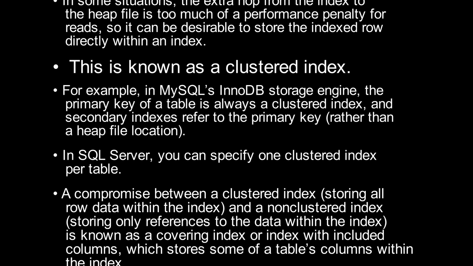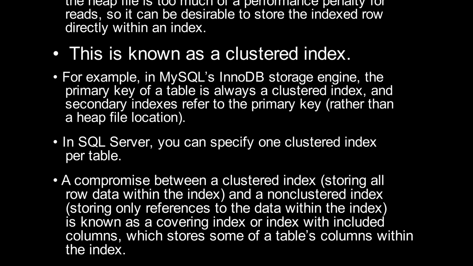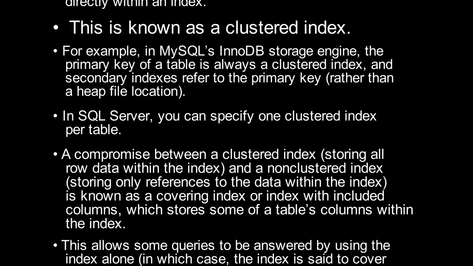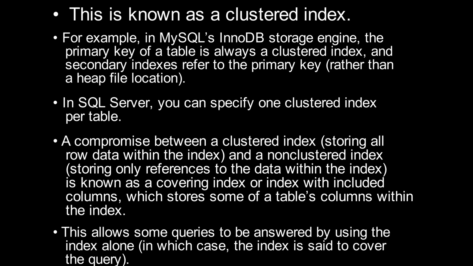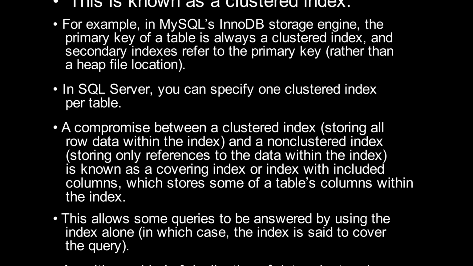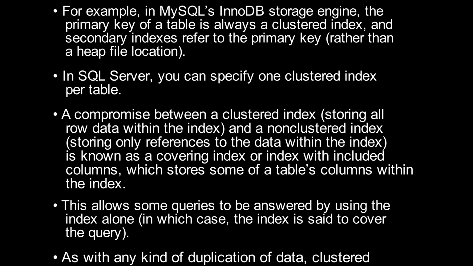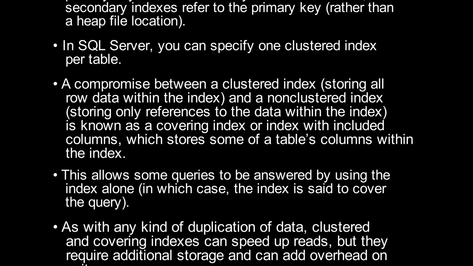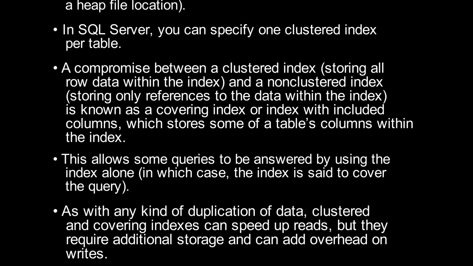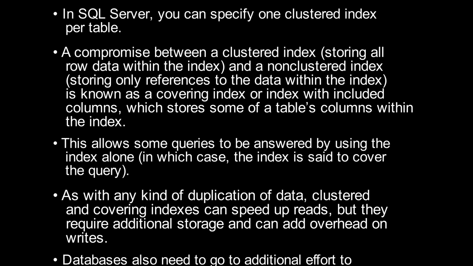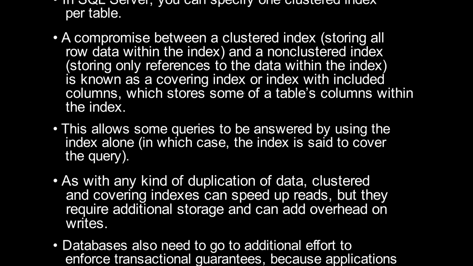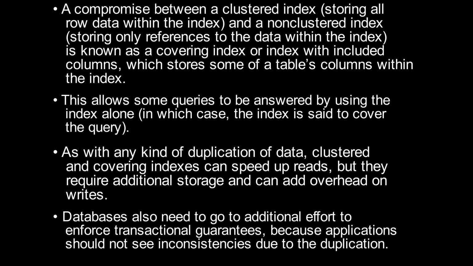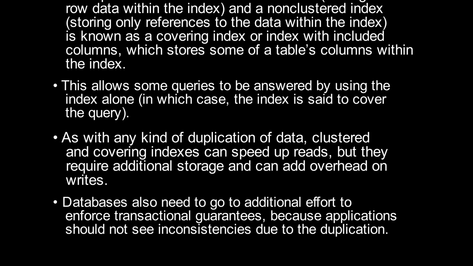A compromise between a clustered index storing all row data within the index and a non-clustered index storing only references to the data within the index is known as a covering index, or index with included columns, which stores some of a table's columns within the index. This allows some queries to be answered by using the index alone, in which case the index is said to cover the query. As with any kind of duplication of data, clustered and covering indexes can speed up reads, but they require additional storage and can add overhead on writes.